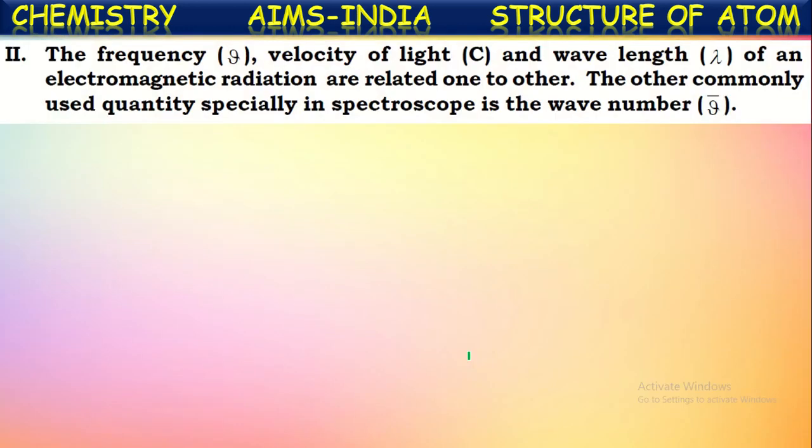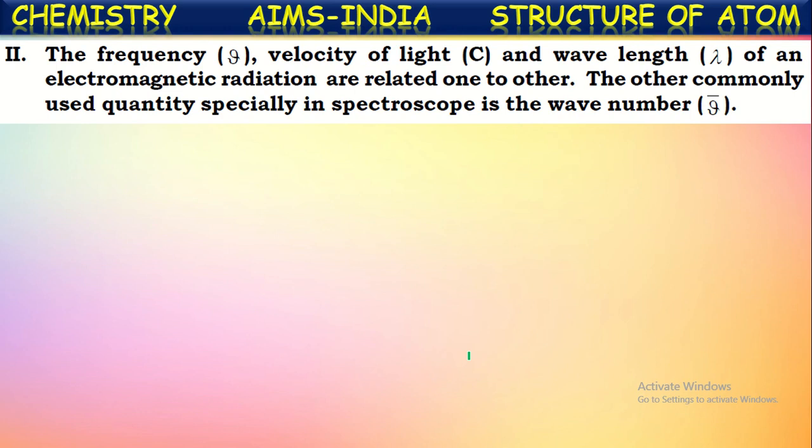Next, one more comparison is given. See the statement given here. The frequency, velocity of light and wavelength of an electromagnetic radiation are related one to another. The other commonly used quantity, especially in spectroscopy, is wave number. So these are all related to one another: wavelength, frequency, wave number, velocity of light. These are characteristics of electromagnetic radiations. These all are related to one another.